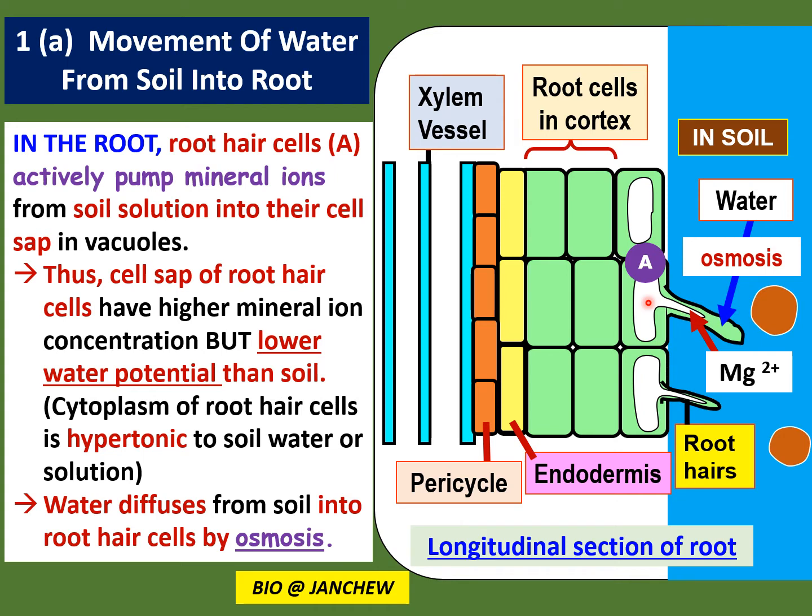Okay, so active transport of mineral ions occurs first, and this requires energy. Active transport of mineral ions by root hair cells occurs first, and this requires energy. But after that, water diffuses into the root hair cells by osmosis, and this does not require energy.